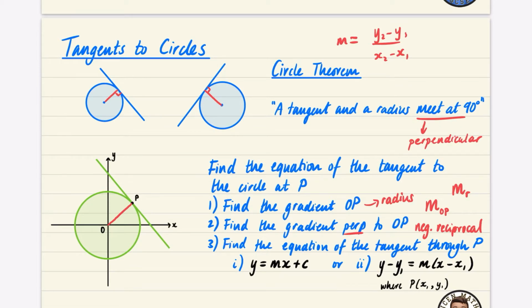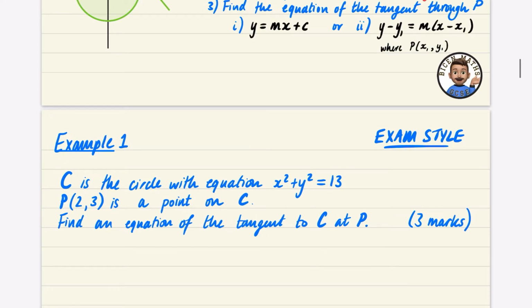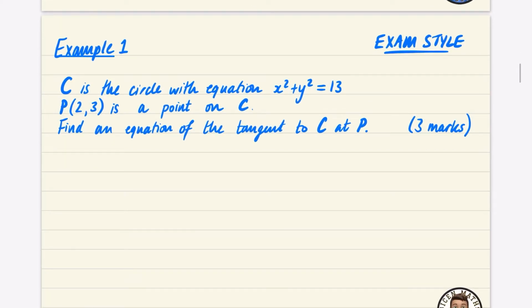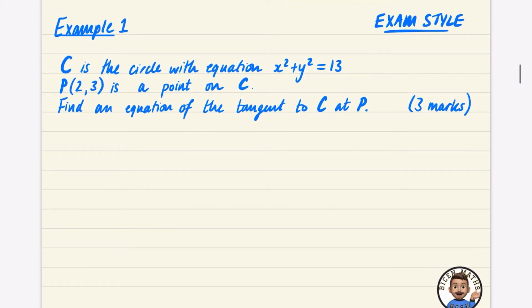Okay, so let's try this with an example. We're going to use these things that we've got here with this exam style question. I've got 3 examples prepared. I'm going to do this one in one video and then the other 2 separately because I think they're perhaps a little bit trickier. Okay, so we've got that C is the circle with the equation x squared plus y squared equals 13. P is a point on C, and we can tell that P is on C because x squared plus y squared, 2 squared plus 3 squared is 4 plus 9. 4 plus 9 is equal to 13, so we know that it's a point on C, even though they've told us. And we're going to find an equation of the tangent to C at P.